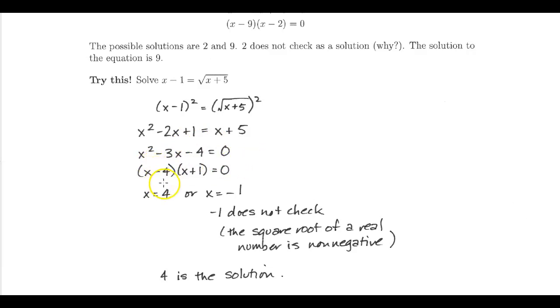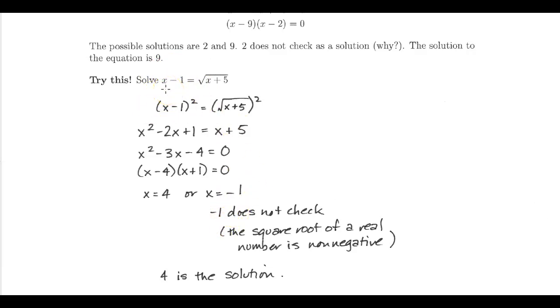And that factors into x minus 4 times x plus 1. So 4 is a possible solution and negative 1 is a possible solution. So if we put negative 1 back in the original equation, we get negative 2 on the left. And so we have the square root equal to negative 2, and that's not possible. So negative 1 does not check.